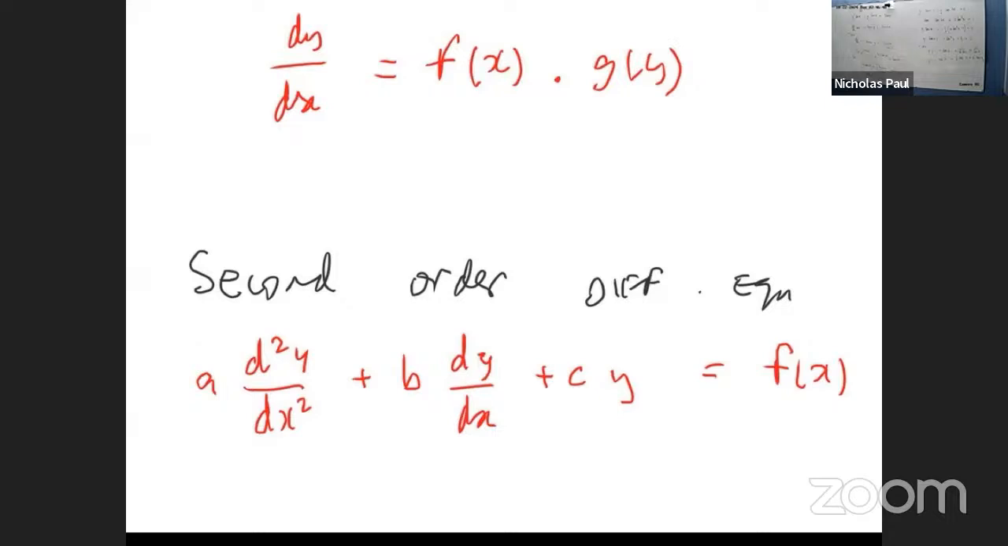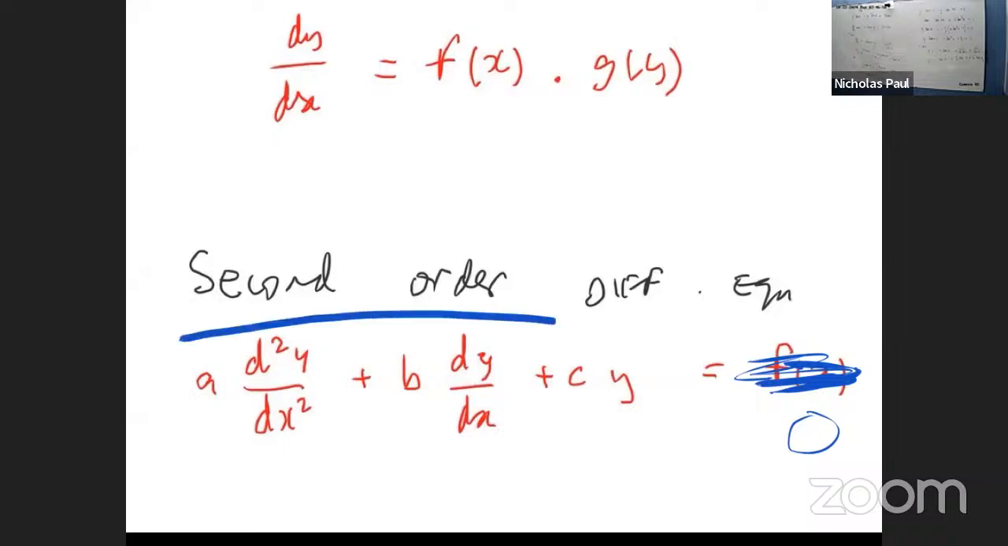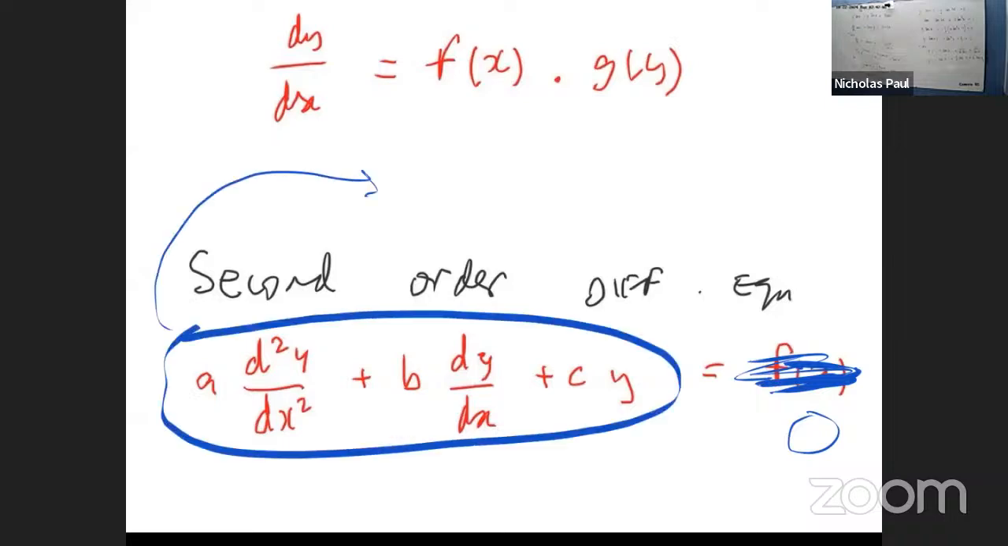Let's pretend f of x is 0. What we have to solve here, right? Pretend f of x is 0, right? We ignore when f of x is a value. All we have to do is to solve this. That part of the solution is called a complementary function. And it really is. Right? Yeah, basically, it's a quadratic.